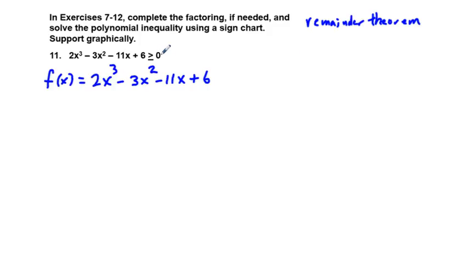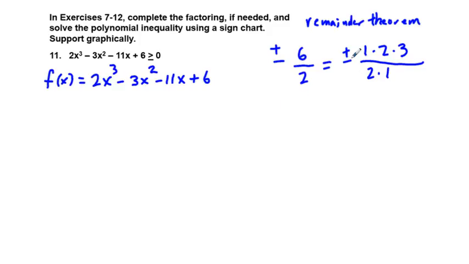We're going to have plus or minus the factors of 6, which is the last term, over the factors of 2. Our factors of 6 are going to be 1, 2, 3, and 6, and the factors of 2 are 2 and 1. So we have a potential list of factors that's pretty large.